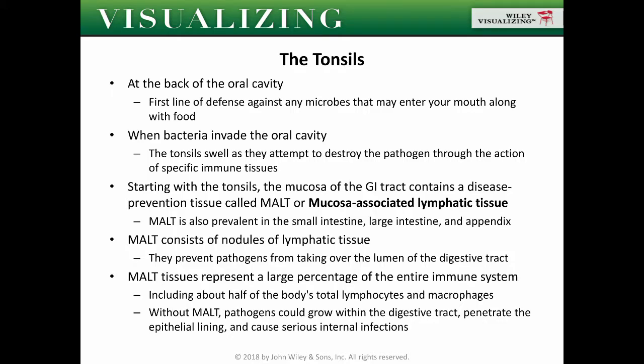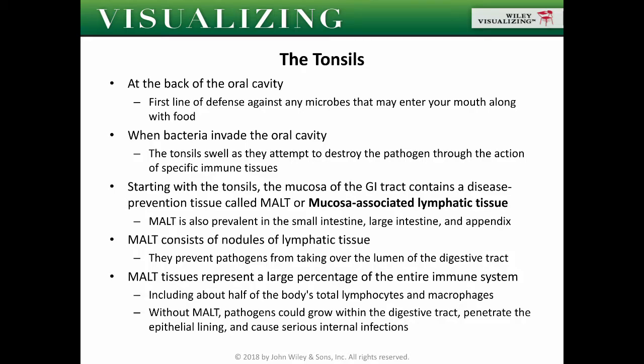So the MALT consists of nodules of lymphatic tissue. Lymphatic tissues are parts of our immune system. They prevent pathogens from taking over the lumen of the digestive tract. The lumen is basically the tissue lining of your digestive tract. MALT tissues represent a large percentage of the entire immune system. We have MALT tissues present in most different body surfaces, including about half of the body's total lymphocytes and macrophages. Without the MALT, pathogens could grow within the digestive tract, penetrate the epithelial lining, and cause serious internal infections.